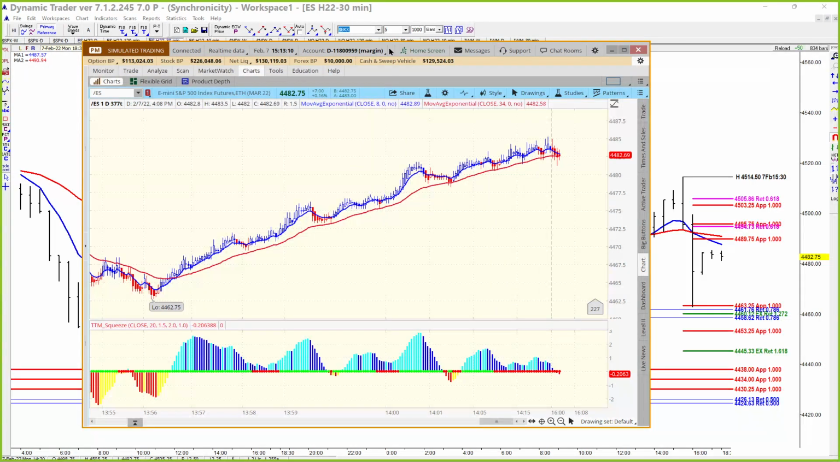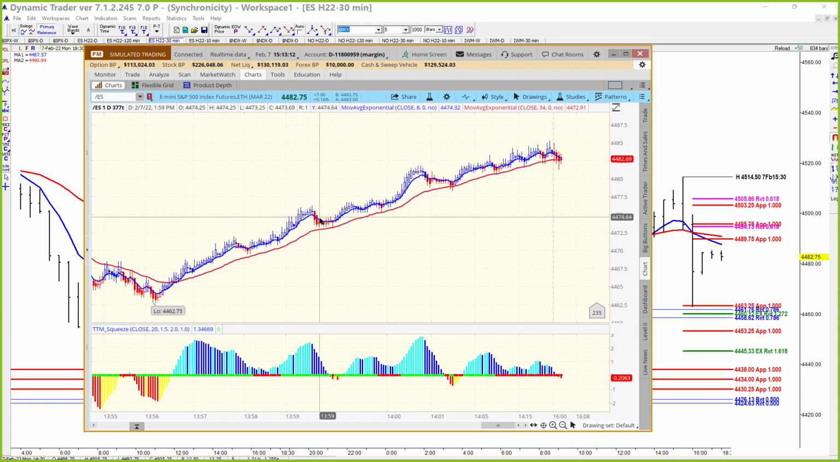The chart that I'm showing you with the triggers is actually Thinkorswim, because DT does not have any of those crazy bars. It doesn't have the Heiken Ashi. It doesn't have the Renko charts, but Thinkorswim does.